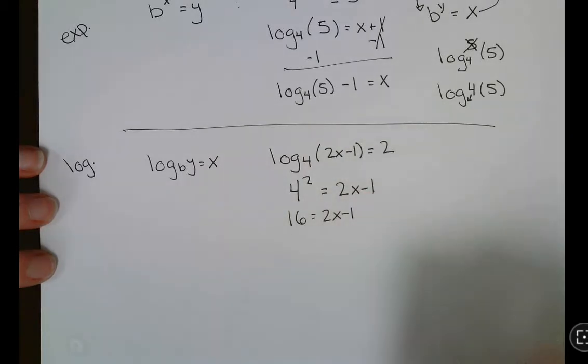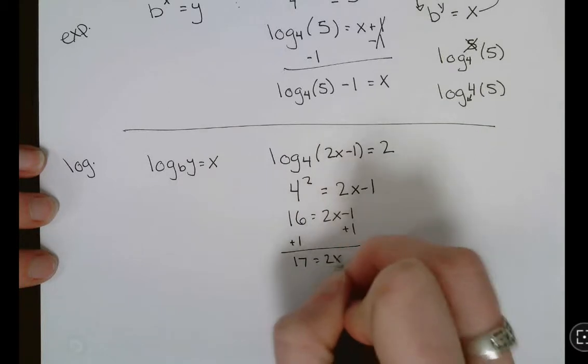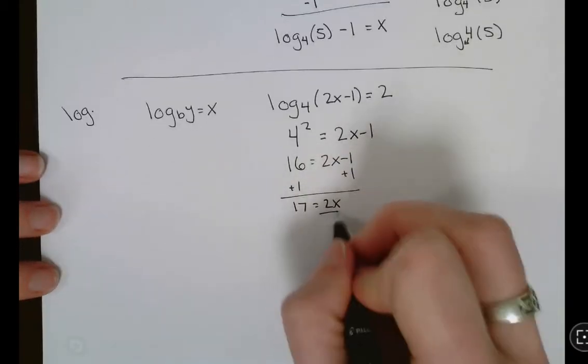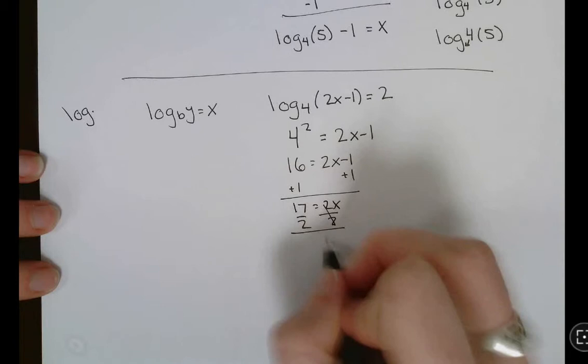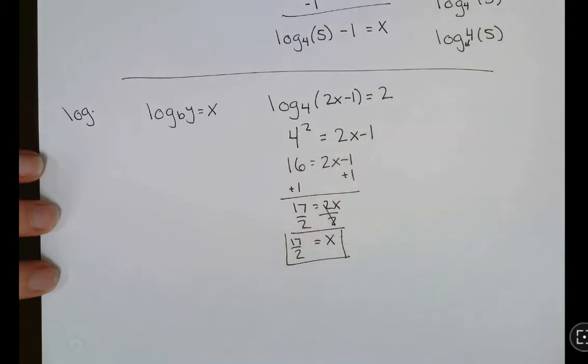From here, it's just algebra. Add 1 to both sides. 17 equals 2x, and divide by 2. Cancels, x equals 17 halves. And you can leave it here.